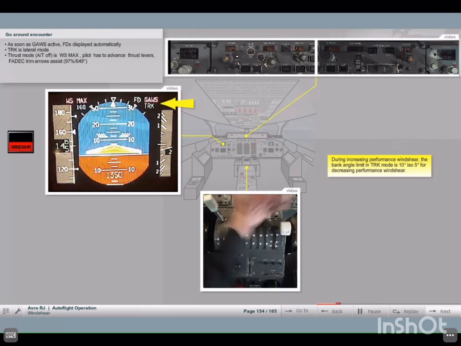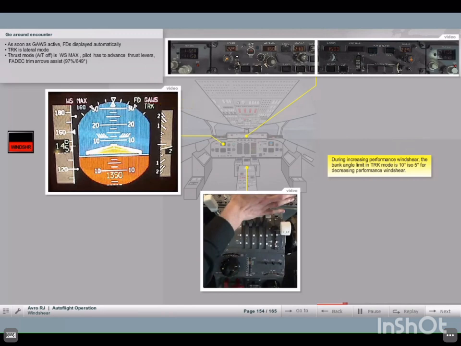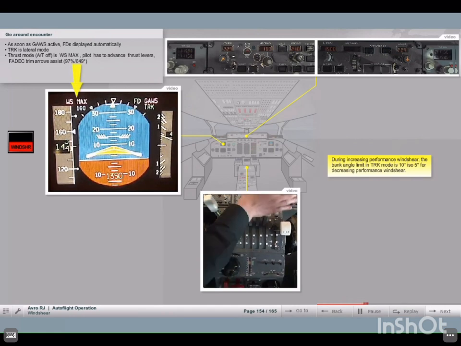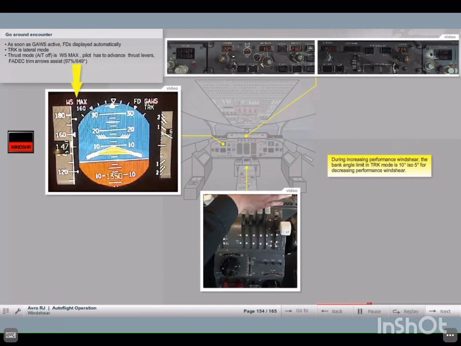WS max is the FGS thrust target, but as autothrottle is off, it is the pilot's responsibility to advance the thrust levers fully forward. Again, the FADEC limits the engines to 649 degrees Celsius, 97% N1.